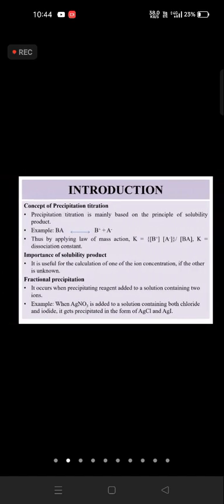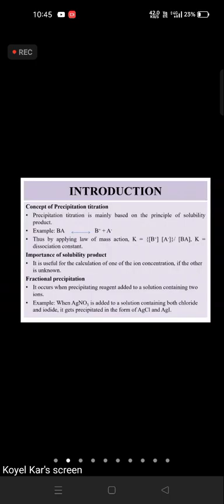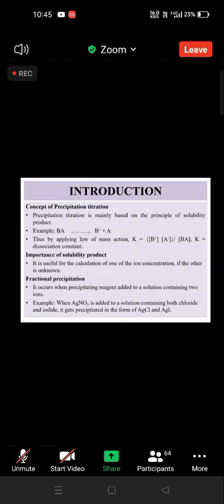Next is fractional precipitation. What is fractional precipitation? It occurs when a precipitating reagent is added to a solution containing two ions. That means in a solution two ions are already present, and to that solution you are adding a precipitating agent externally. For example, when silver nitrate is added to a solution containing both chloride and iodide.